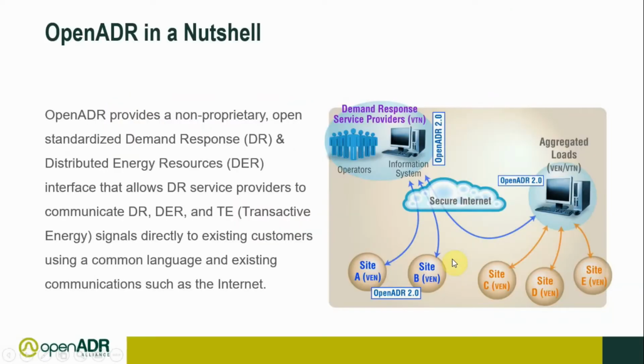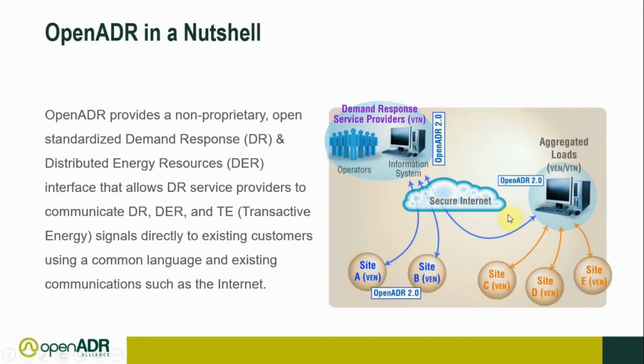Basically, OpenADR is a non-proprietary open standard to communicate between demand response service providers and resources downstream. So this is typically done through a secure internet connection, which can already be available at the customer side, or of course, it could be done through a dedicated link like a cellular modem or things like that in rare cases. Typically, however, it uses already existing internet connectivity.